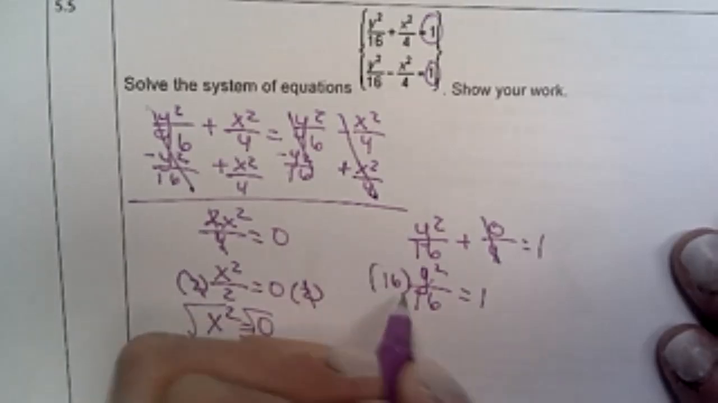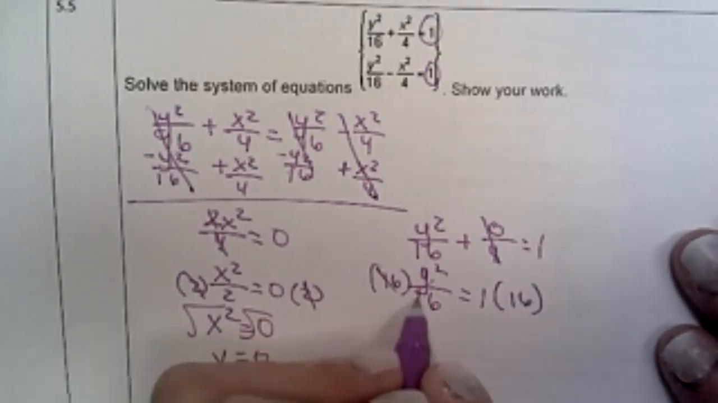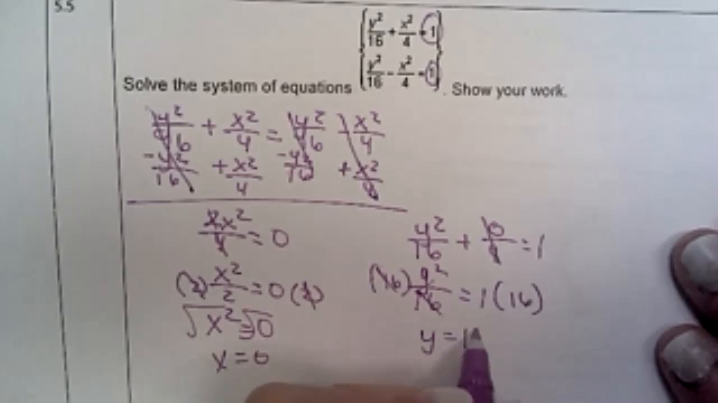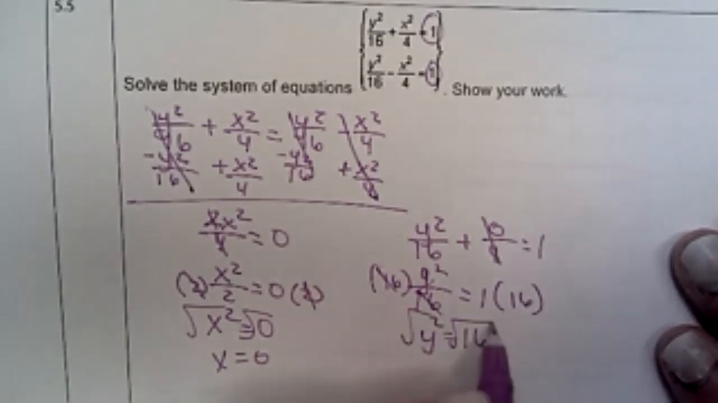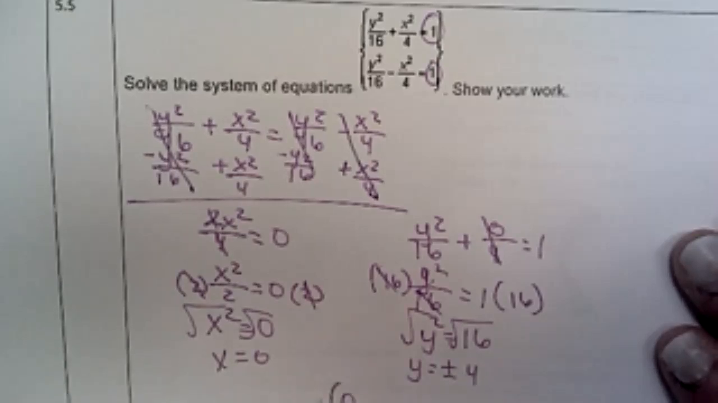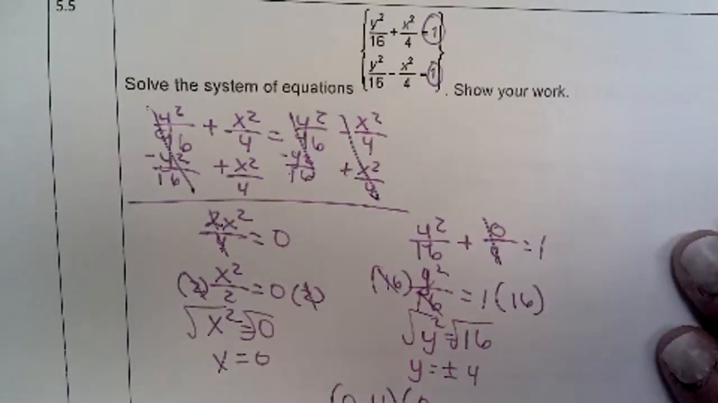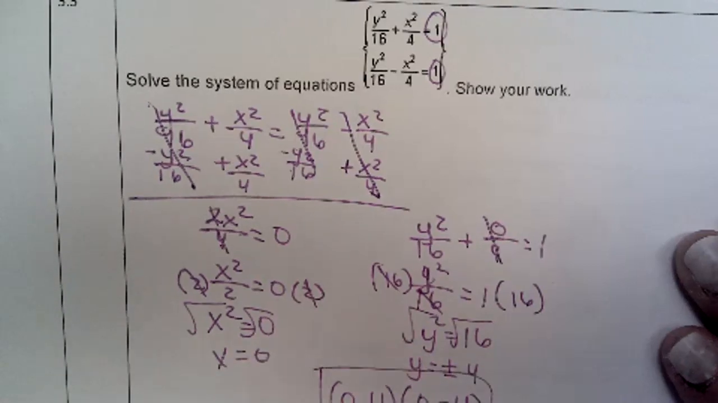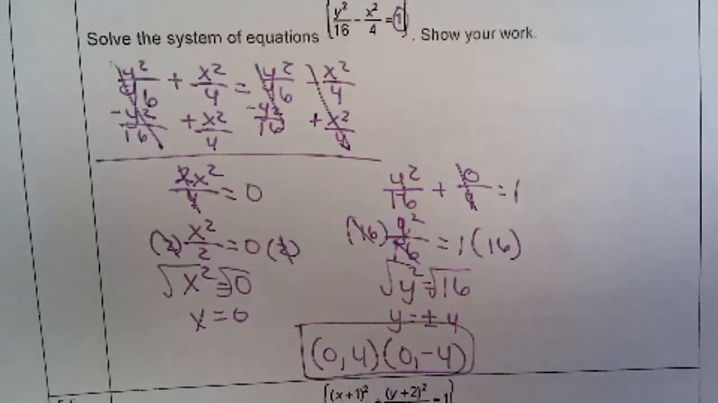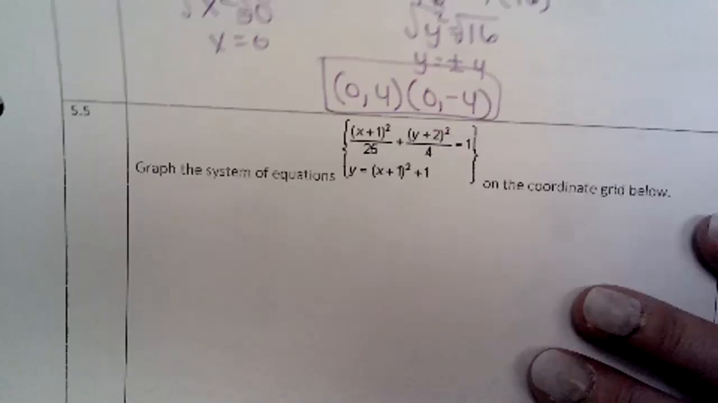Multiply both sides by 16, and I get y squared equals 16. Take the square root of both sides and I get y equals plus or minus 4. So my answers are going to be 0, 4, and 0, negative 4. All right, let's take a look at this last one here.